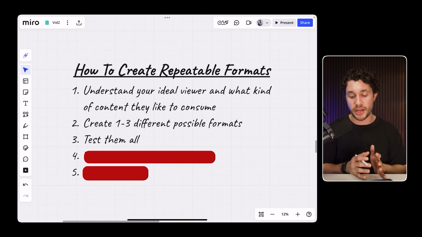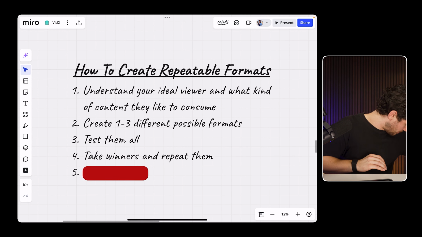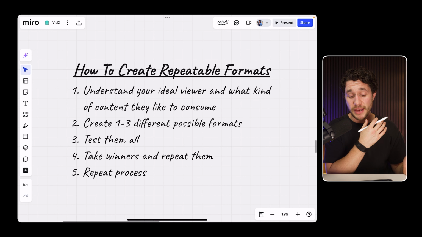You can literally make one video of each format, see which one does the best out of the 3, and then just keep remaking the best. And then after that, you want to take the winners and repeat them. And then you want to repeat the process. So you keep testing new repeatable formats, you take the winners, and then you just keep repeating them, making them again and again and again.